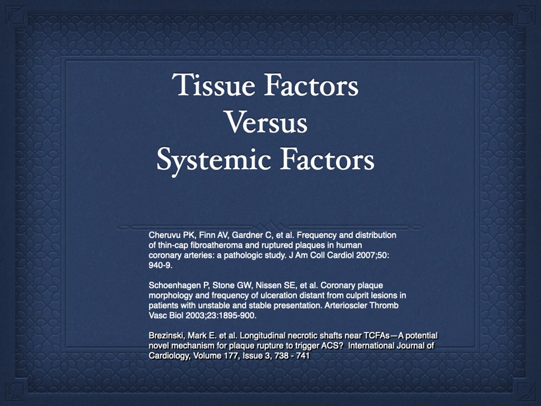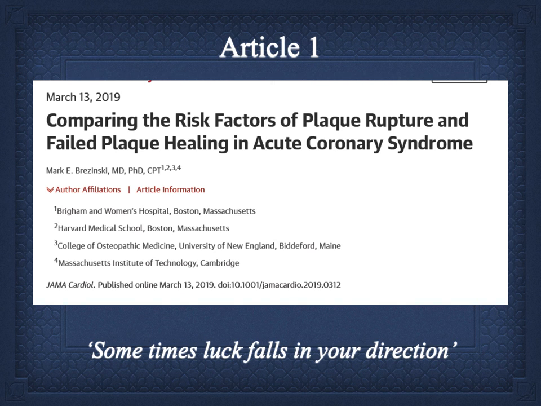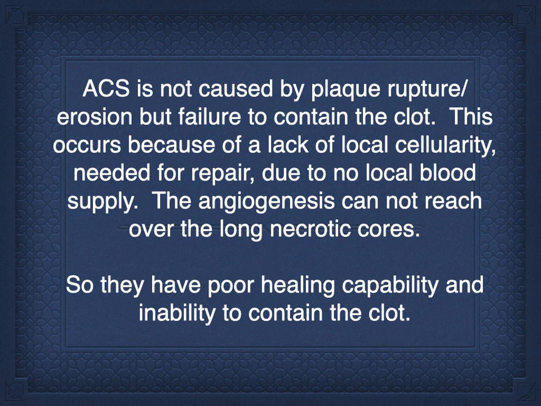And finally, we're claiming it's due to tissue factors, not systemic factors. Is there support for it? Yes, there are loads of papers that say you'll see multiple ruptured TCFAs in a patient, including our paper, but you have one vessel that's the culprit vessel, which suggests it's a local factor. So again, this goes back to the JAMA Cardiology and Circulation papers, and you get the concept.